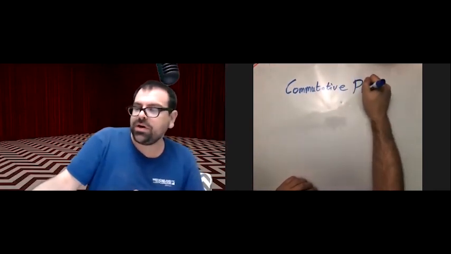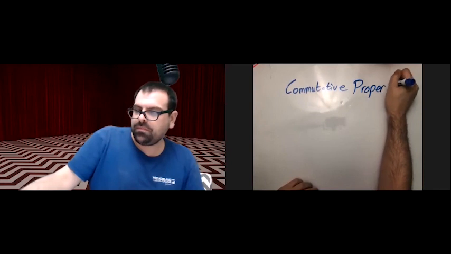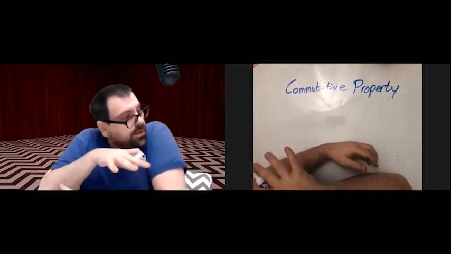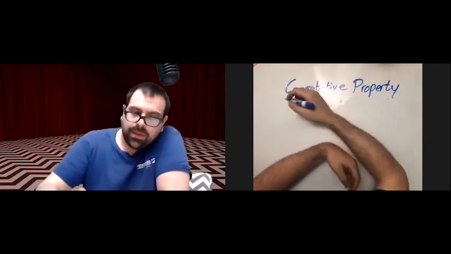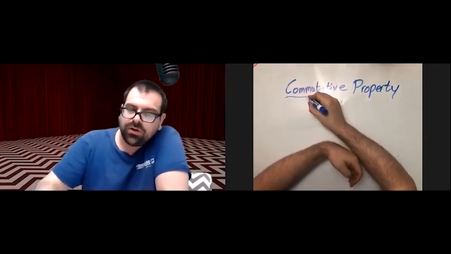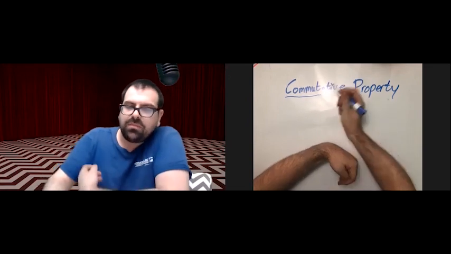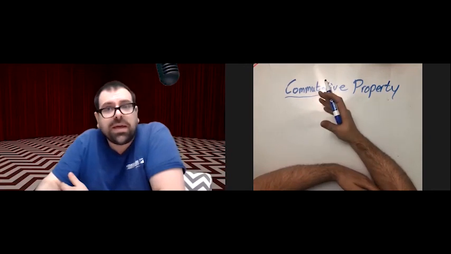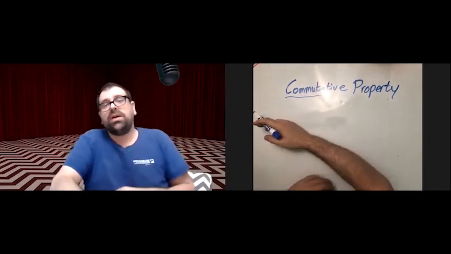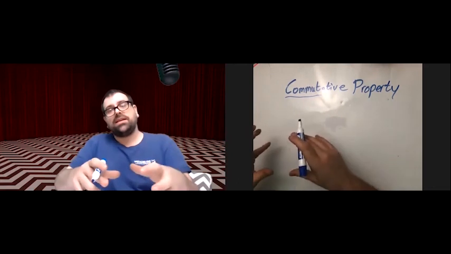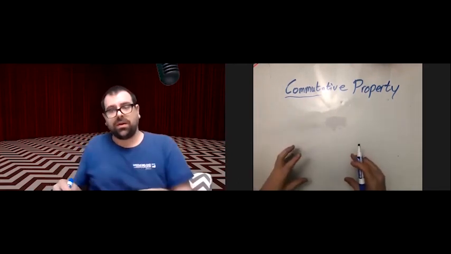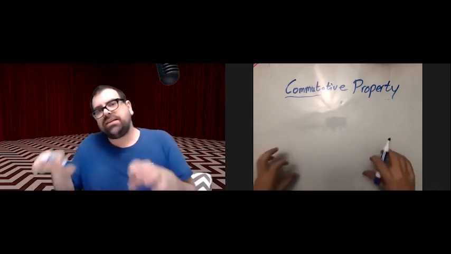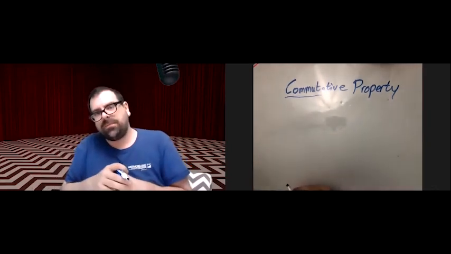Let's talk about the commutative property first. The commutative property, if we look at the word commutative, you can almost see the entire word commute. Commute means you're moving from one place to another. You're physically changing your location. The commutative property is going to be the one that physically changes the location.